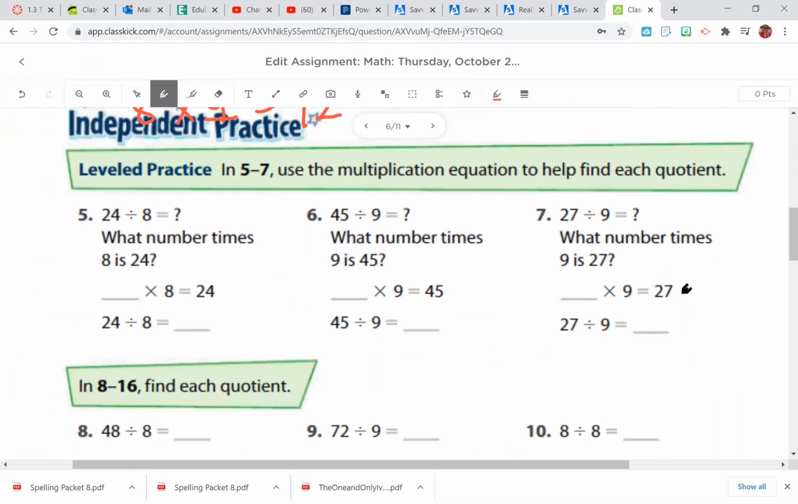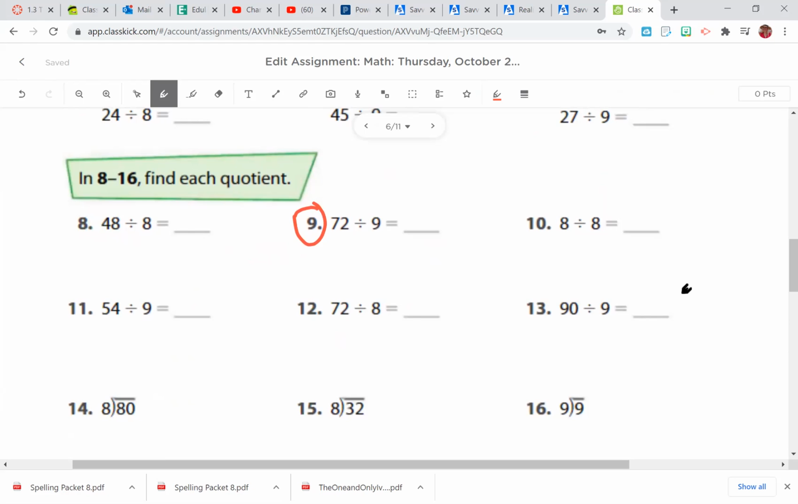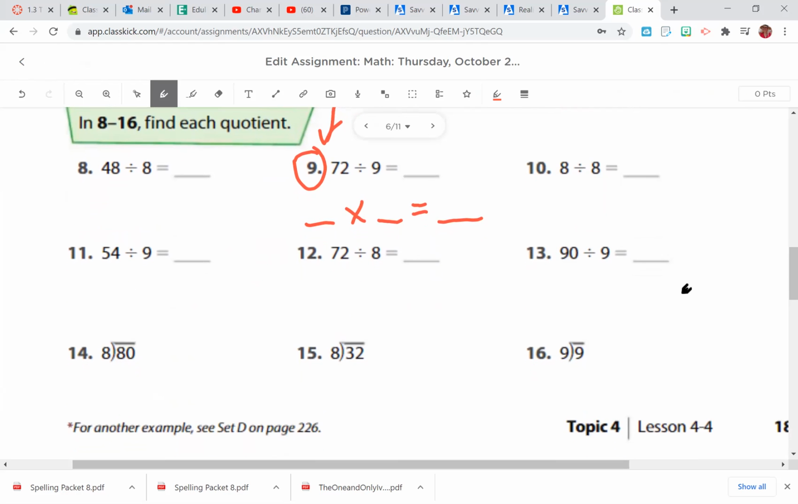For your assignment, you are going to do the odd numbers. 5, 7, 9. In the bottom, I want you to write out your multiplication problem below. So for every one, I should see what times what equals what, just like we practiced above.